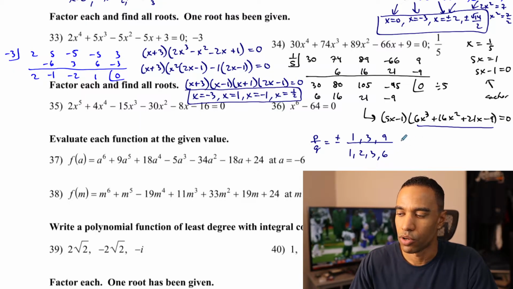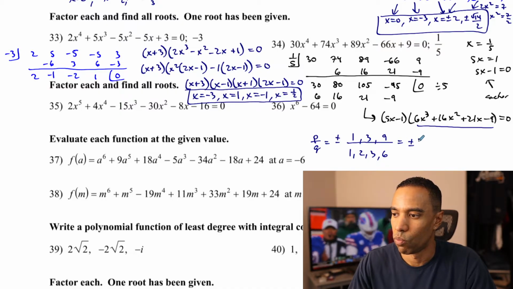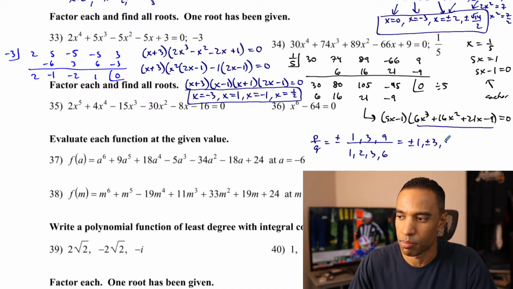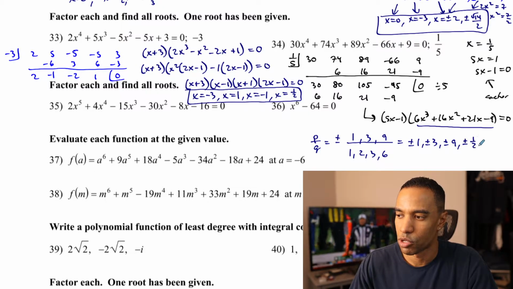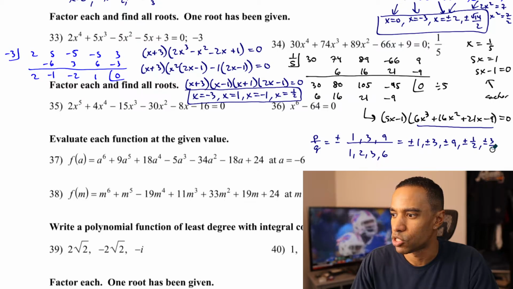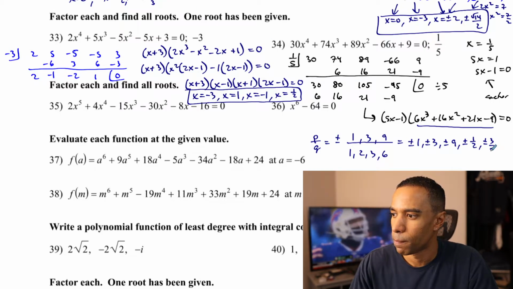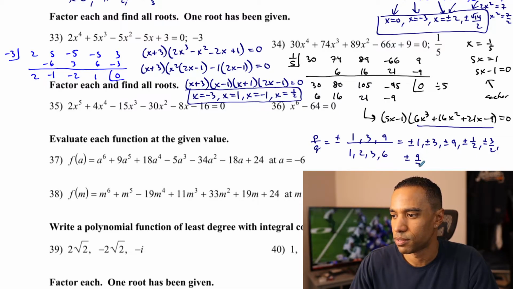So your possible solutions are plus or minus 1, plus or minus 3, plus or minus 9. We're dividing those by 1. Now let's divide them by 2. Plus or minus 1 half, plus or minus 3 halves, plus or minus 9 halves.